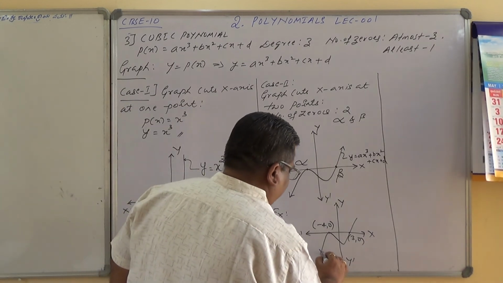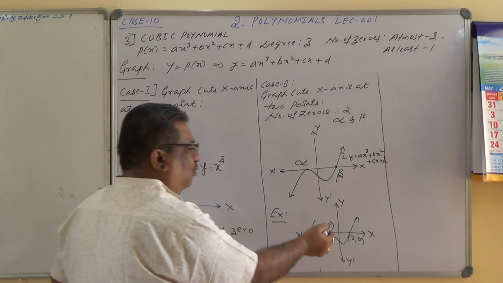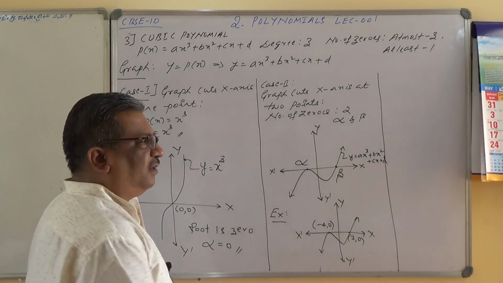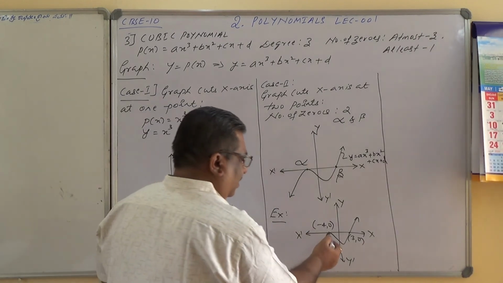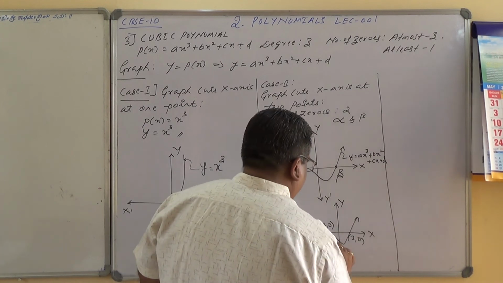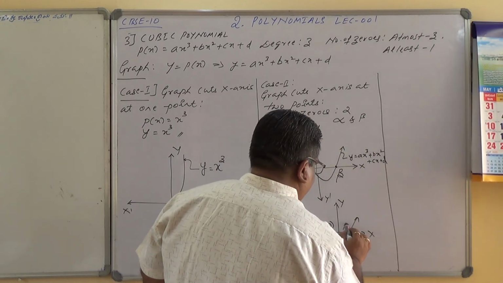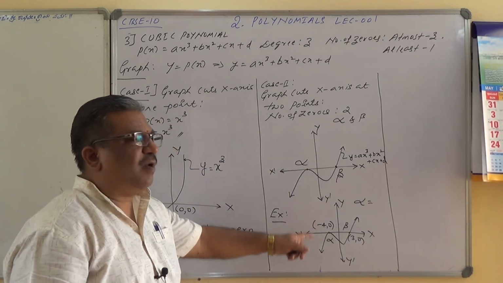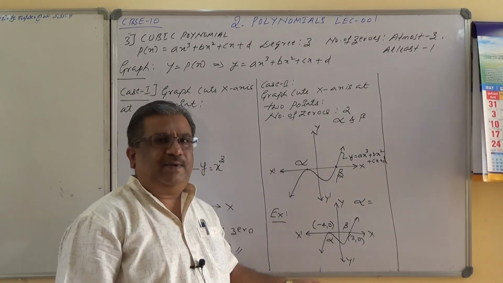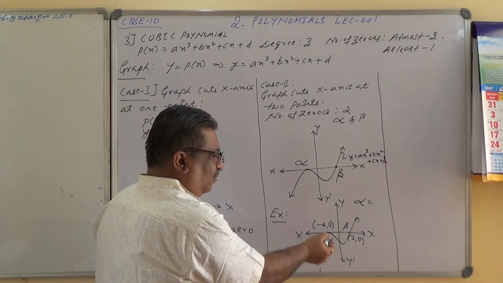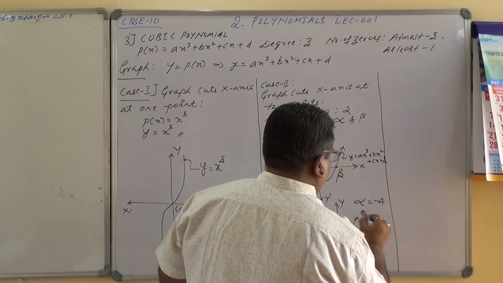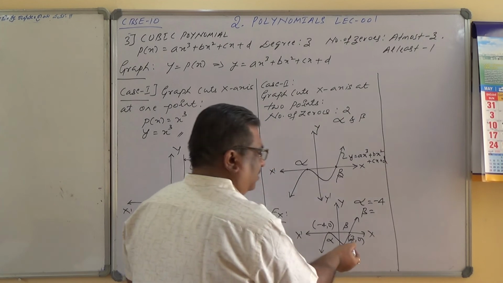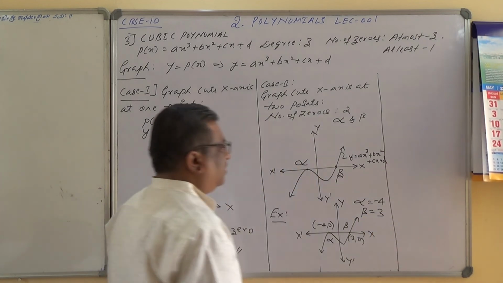This graph basically, what are the roots of this polynomial? This is alpha here, this is beta. In this case alpha equals the x coordinate of the point of intersection of the graph with the x-axis. What is the x coordinate over here? -4. And beta equals 3, the x coordinate of the point of intersection.